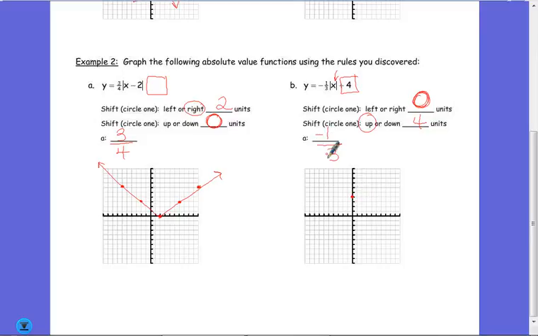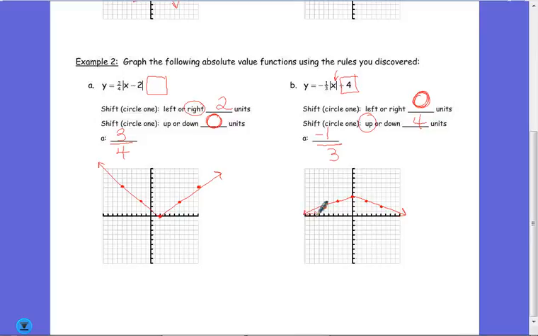Down 1, right 3. Down 1, 1, 2, 3 to the right. But I need my other side. Go back here. Go down 1, 1, 2, 3 to the left. There is my nice, big, fat V.